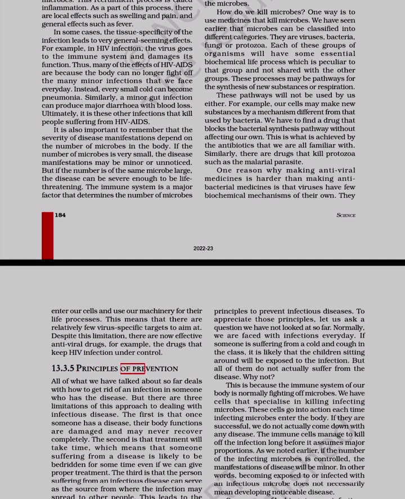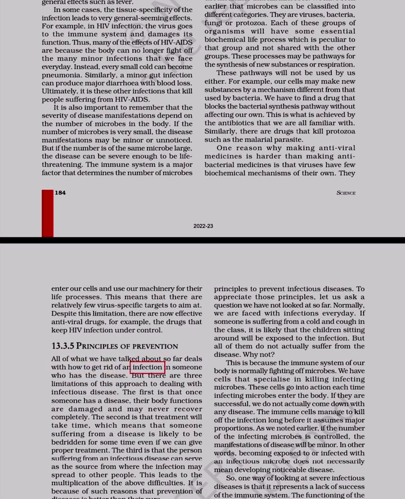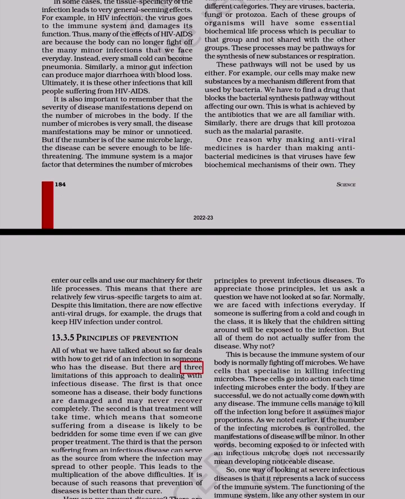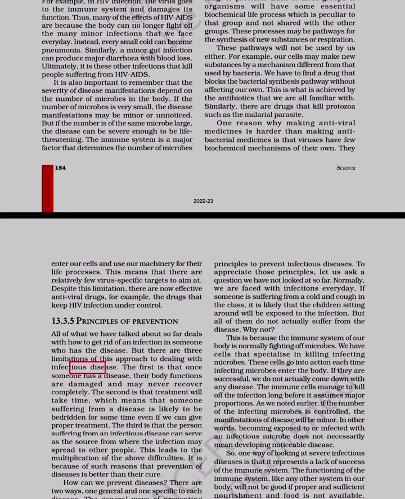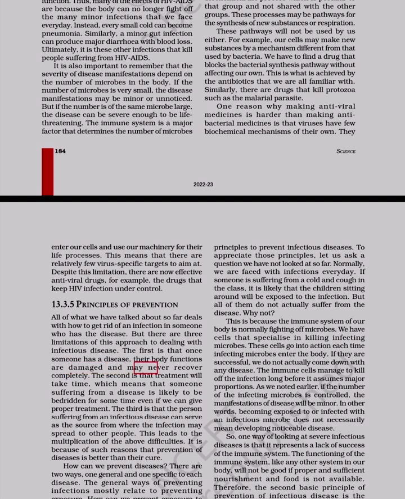1.3.4 Principles of prevention. All of what we have talked about so far deals with how to get rid of an infection in someone who has the disease. But there are three limitations of this approach to dealing with infectious disease. The first is that once someone has a disease, their body functions are damaged and may never recover completely.